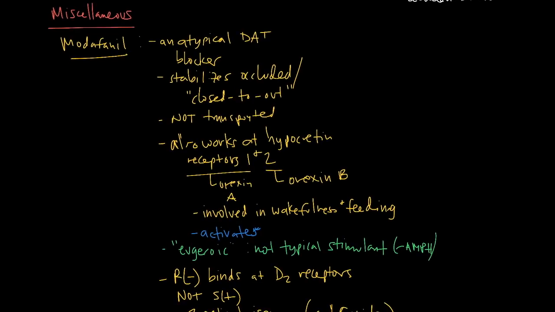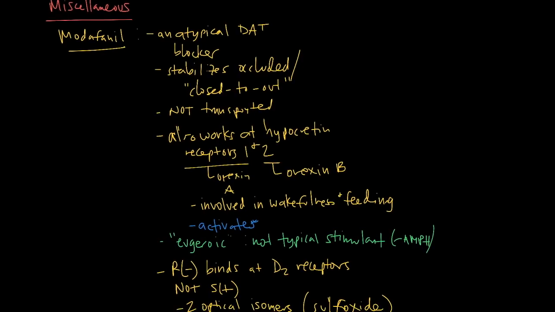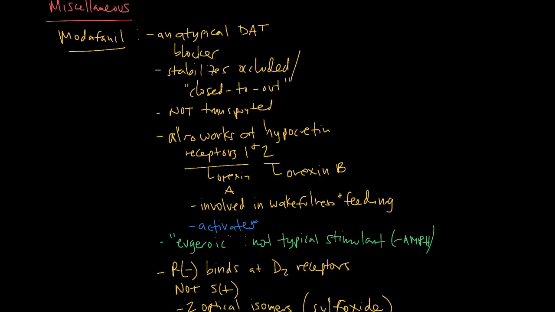It also works at hypocretin receptors number one and number two, which are respectively termed orexin A and orexin B. These receptors are involved in wakefulness and feeding. So by activating the orexin receptors, it acts as a stimulant. It's also termed a eugeroic compound, meaning it's not a typical amphetamine-like stimulant. It's important to know the R- isomer binds at the dopamine transporter and not the S+ isomer. As such, there are two optical isomers, which are found at the sulfoxide group.